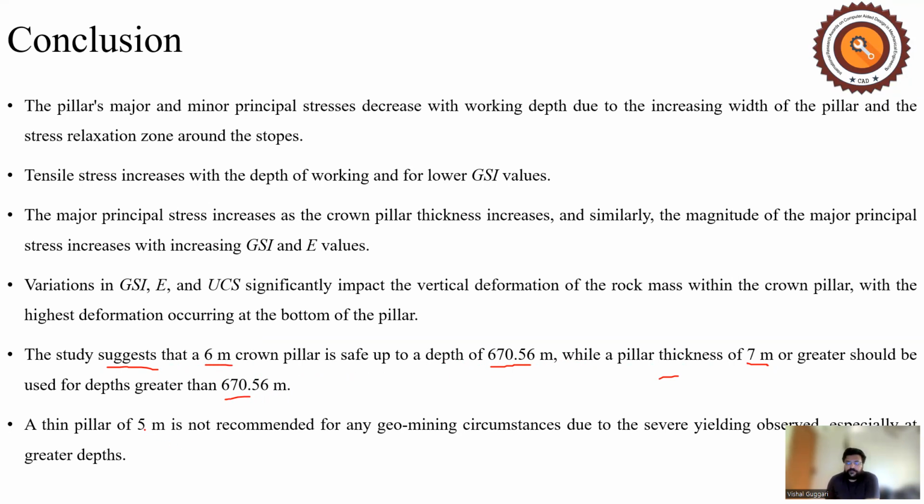A thin pillar of 5 meters is not recommended at all for any kind of geomining circumstances, because severe yielding has been observed at greater depth. So the behavior of a thin pillar is not acceptable. Hence this 5 meter pillar is not recommended for any geomining circumstances. Thank you.